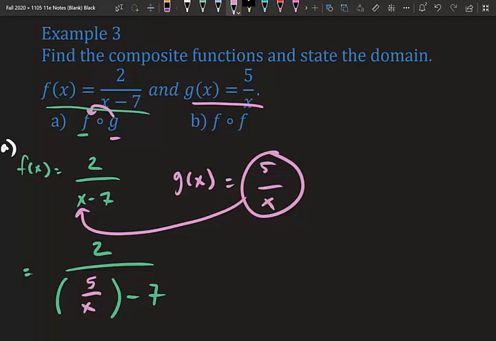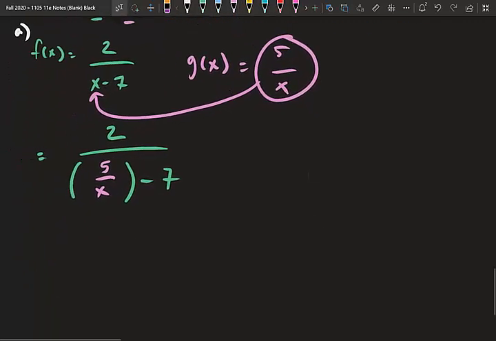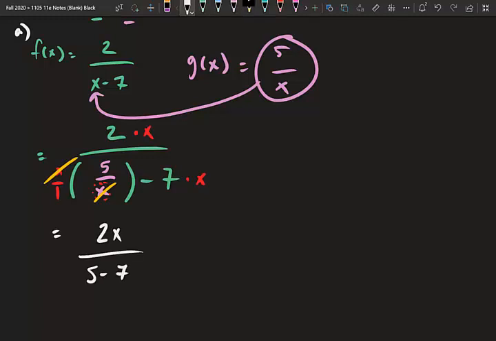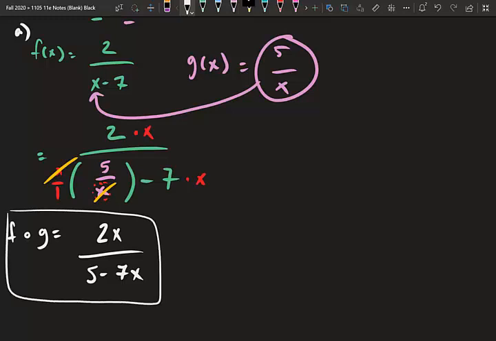So we need to simplify this. I'm going to multiply everything by the denominator. So the denominator is x. So I'm going to multiply everything by x over 1, or just x. What that does is it cancels out the variable. So what we're left with is 2x over 5 minus 7x. And we cannot simplify there, so that is f composed with g. Now we need to find the domain.